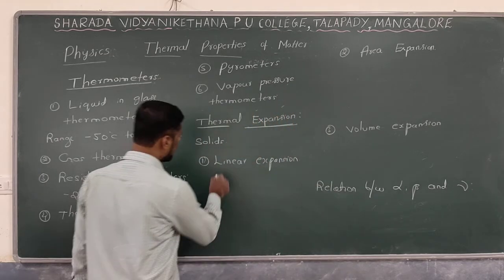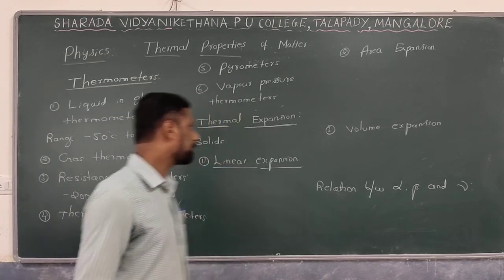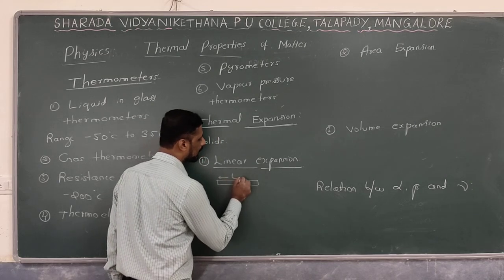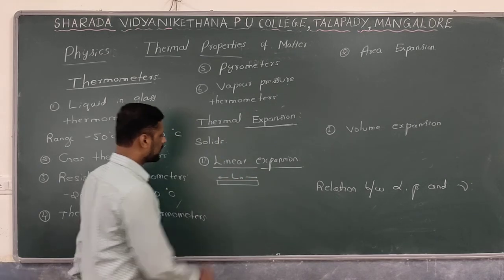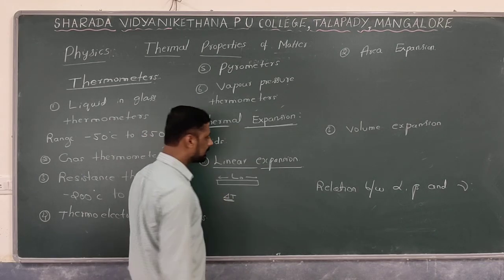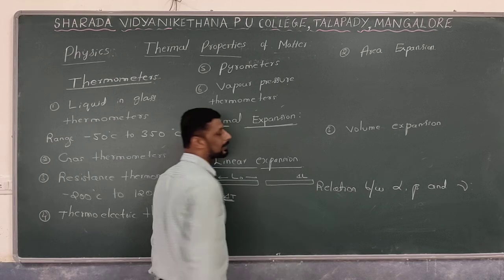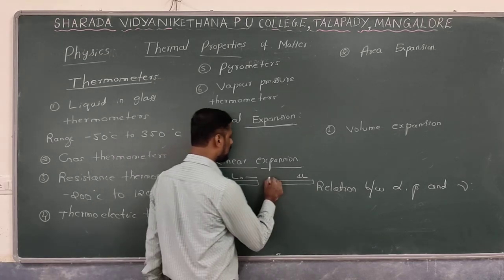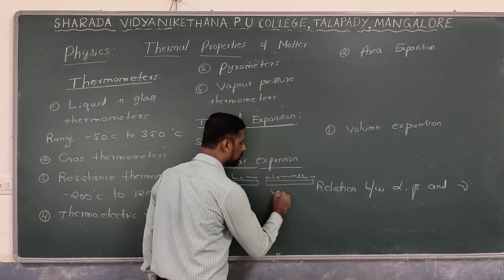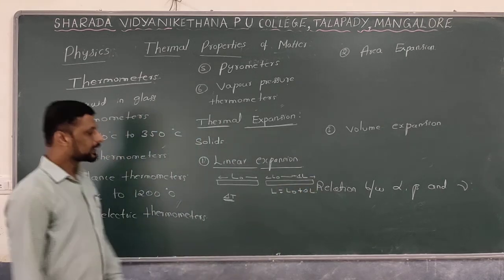So first one, linear expansion. Linear expansion means the increasing length of the object with increasing temperature. For example, I will take a wire having the length L0, the initial length. If the temperature is increased to a very small extent, if delta T represents the small change in temperature, then the length of the wire gets increased to a very small extent, that is delta L. Change in length of the wire is delta L, original length is L0, therefore the final length can be written as L is equal to L0 plus delta L.